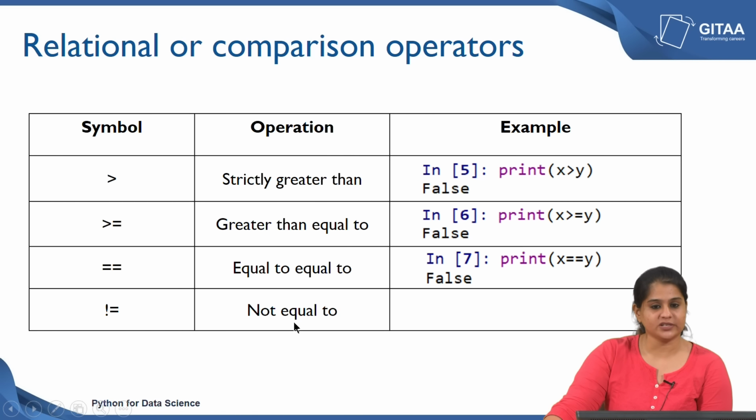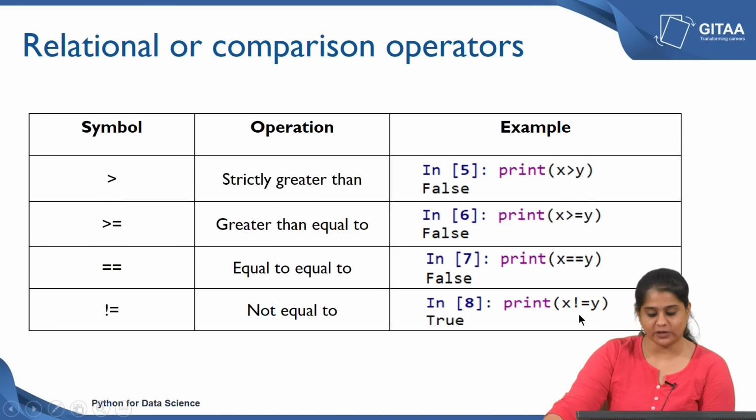The next operation is not equal to. It is denoted by an exclamation followed by an equal to symbol. So, in this case, the output is going to be true as long as x is not equal to y. So, this operator is frequently used when you are iterating through a loop and you want to iterate through the loop as long as a certain condition is obeyed. So, you can use not equal to in that case. Now, as long as x is not equal to y, my output is always going to remain as true.